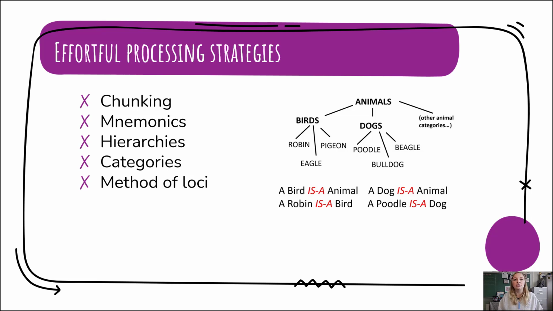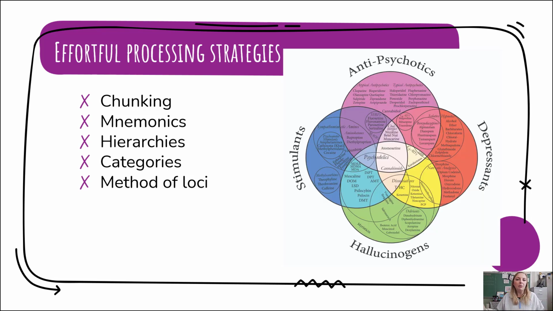Hierarchies are another great way to enhance our encoding. Hierarchies allow us to group different pieces of information into the broadest to the most specific. So we can encode information about dogs or birds a little bit easier if it fits under our schema or our major category that we have. Here's another example of how we remember categories of information. We can look at the different categories of drugs as a whole, and then each of those individual drugs, we can understand its effects on the body because we know the category as a whole.